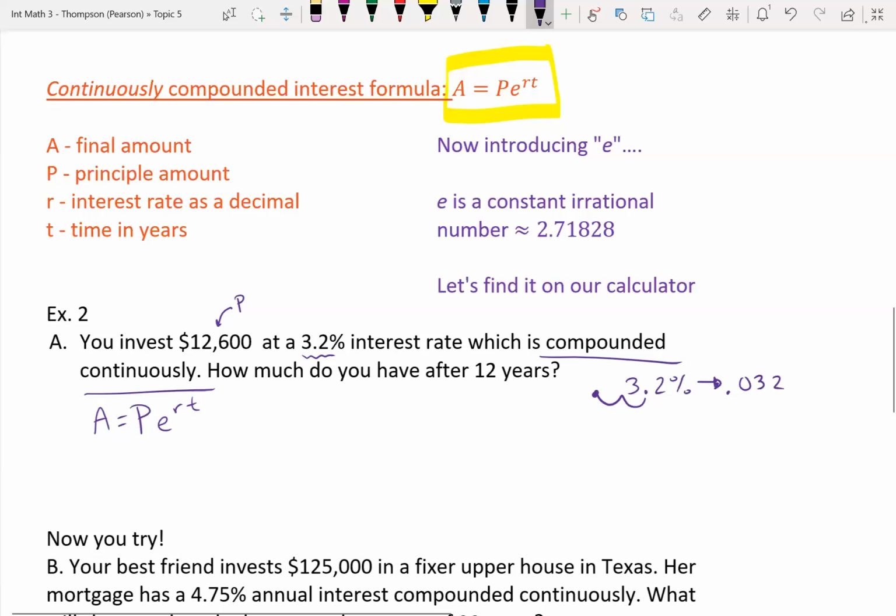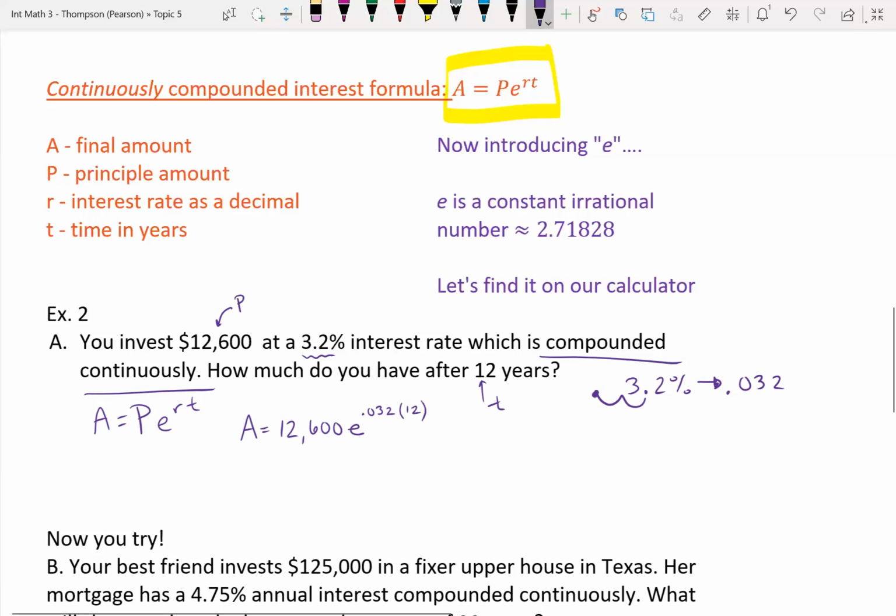And then time is 12 years. So I'm looking for my final amount. My principal amount is 12,600 times e to the power of r times t, which is 12. So please go to your calculator and you want to punch this in.